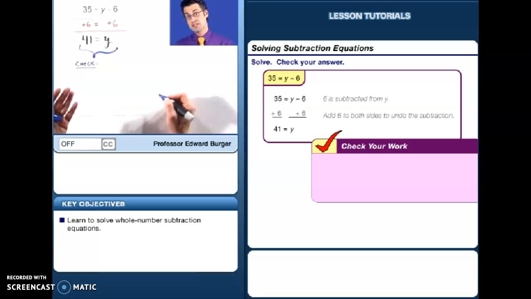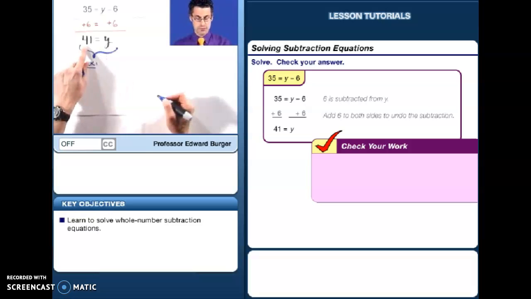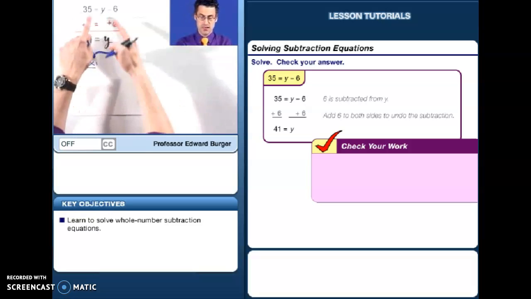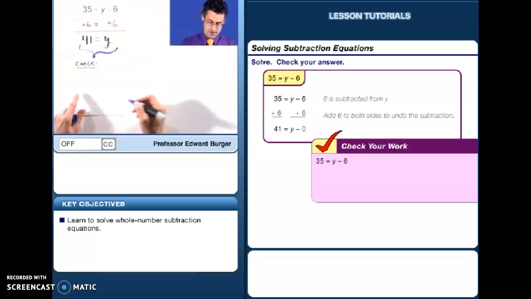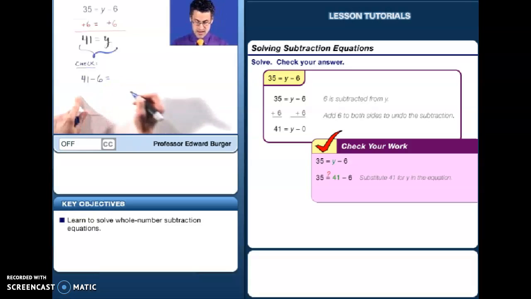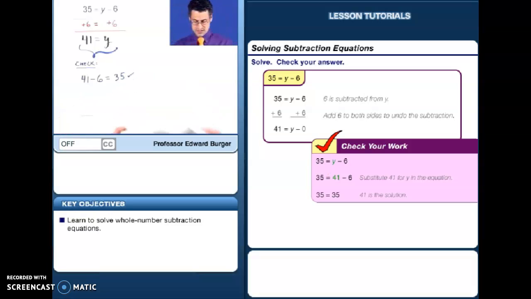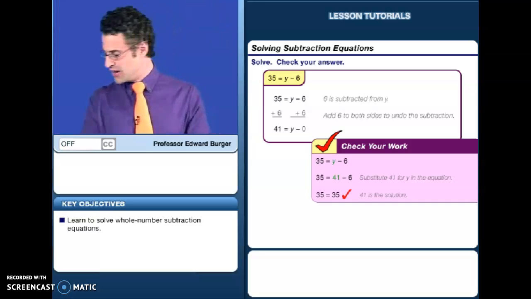What do I have to do? What does it mean to check? I've got to see if I replace that unknown y by this 41, if in fact this side will equal 35. So let's figure it out. I'm going to insert the 41 for y. So take 41 minus 6. And what's 41 minus 6? It works out to be 35. Notice, it checks. We got it. So that's the right answer. All right, let's try one more.